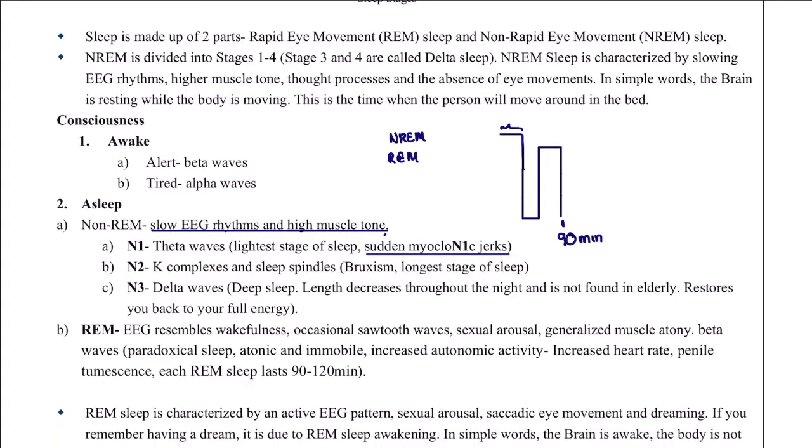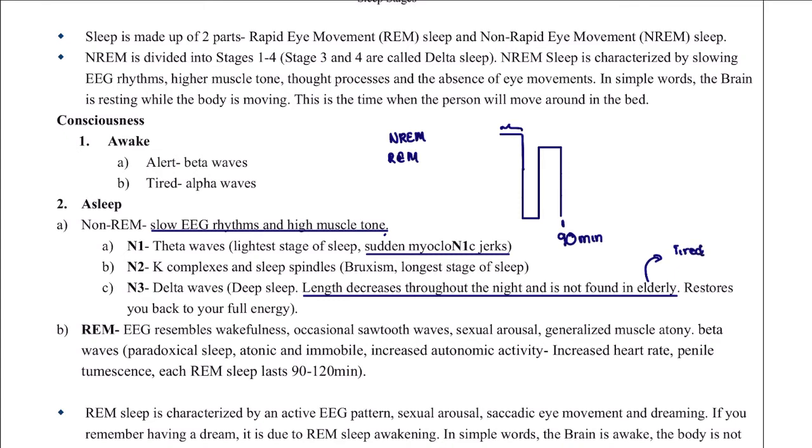Next, we have the delta waves. The N3 sleep, which is composed of delta waves. This is deep sleep. This is the sleep which you need to get you back into full energy. And throughout the night, this length decreases and it disappears in the elderly. As you grow older, you don't have this N3, the deep sleep. So that causes the elderly to wake up tired.